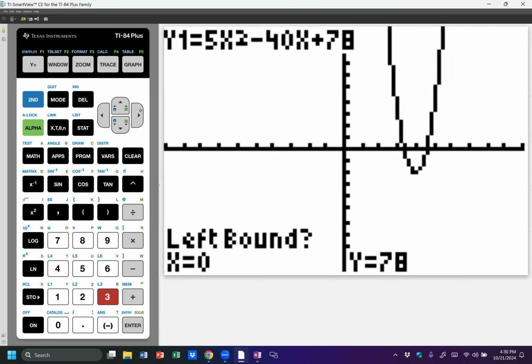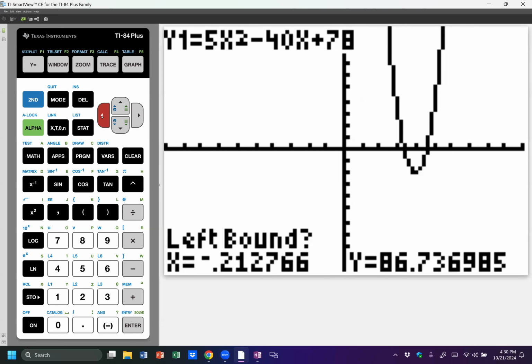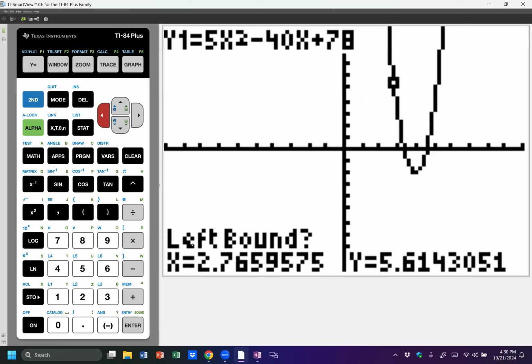So if I hit the left arrow, it's making my number get bigger. I want it to get smaller. So I know I'm going the wrong direction if the Y value is getting bigger. I want the Y value to get smaller and smaller and smaller. Eventually, your cursor will be in the screen if the Y value is getting smaller, not bigger. You could even write that in your notes if that helps you, the Y needs to be getting smaller. So now it says left bound in my screen.